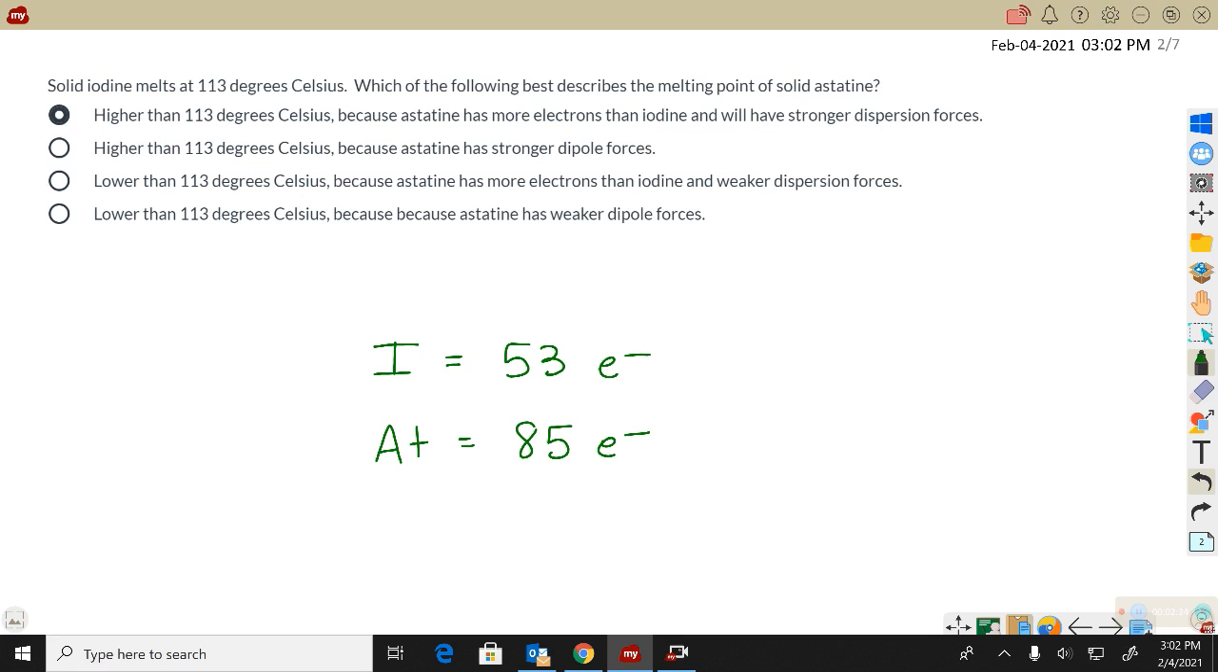And so we're looking at option 1. The dispersion forces should be stronger, which means that the particles are more attracted to each other, and then we should have a higher melting point, something above 113 degrees Celsius. More total electrons, greater dispersion forces.